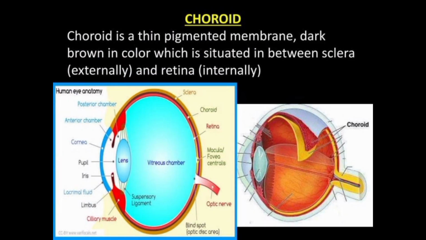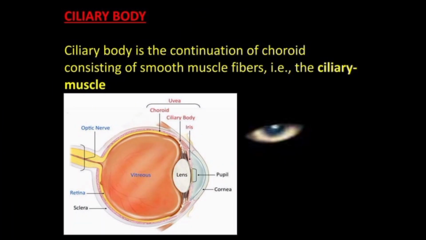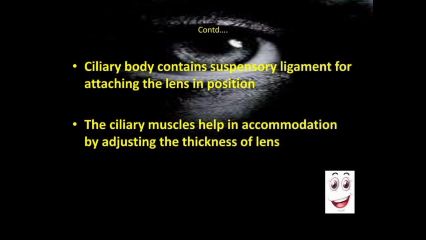Choroid. Choroid is a thin pigmented membrane, dark brown in color, which is situated between the sclera externally and the retina internally. Ciliary body. The ciliary body is the continuation of the choroid, consisting of smooth muscle fibers like the ciliary muscles. The ciliary body contains the suspensory ligament for holding the lens in position. The ciliary muscles help in accommodation by adjusting the thickness of the lens.